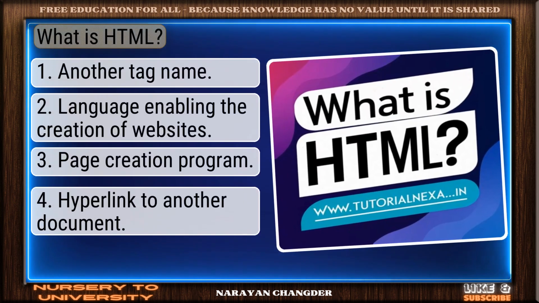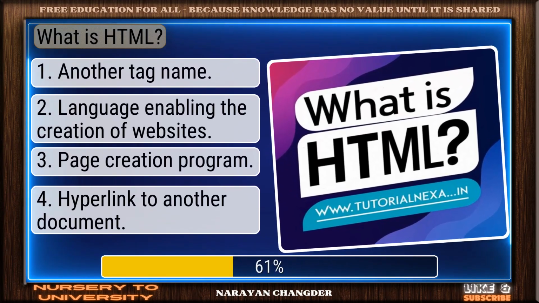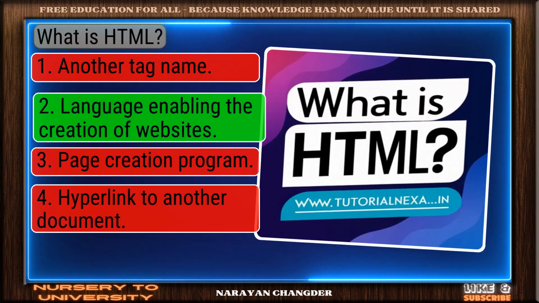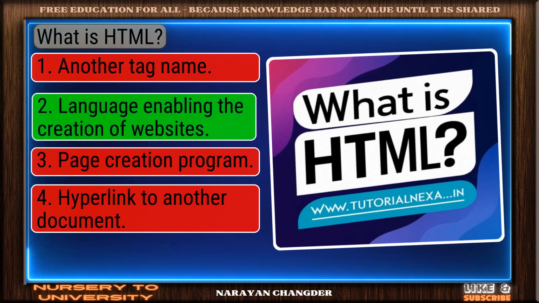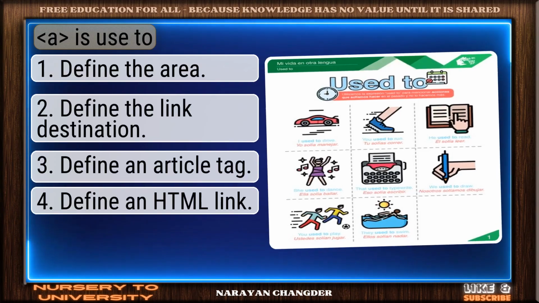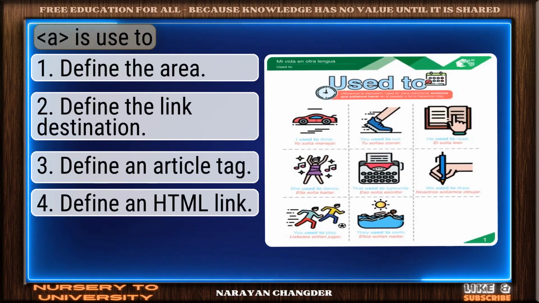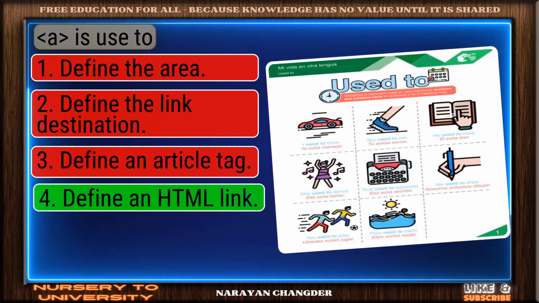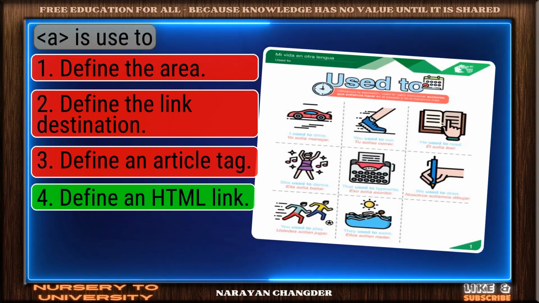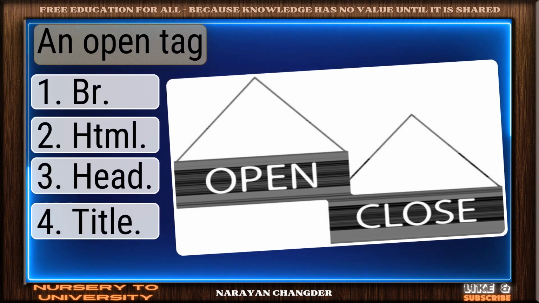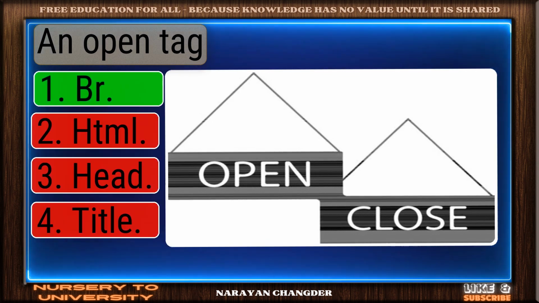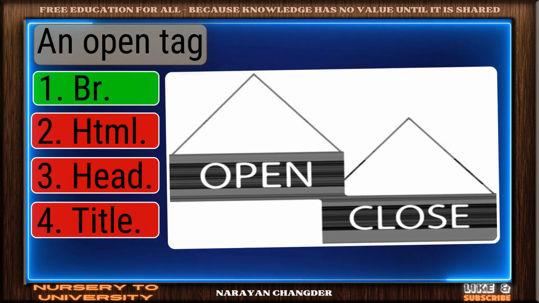Question number 78. What is HTML? Excellent. Language enabling the creation of websites is a brilliant choice. Question number 79. The anchor tag is used to. Smart move. Define an HTML link is an accurate answer. Question number 80. An open tag. Sharp thinking. BR is the right choice.